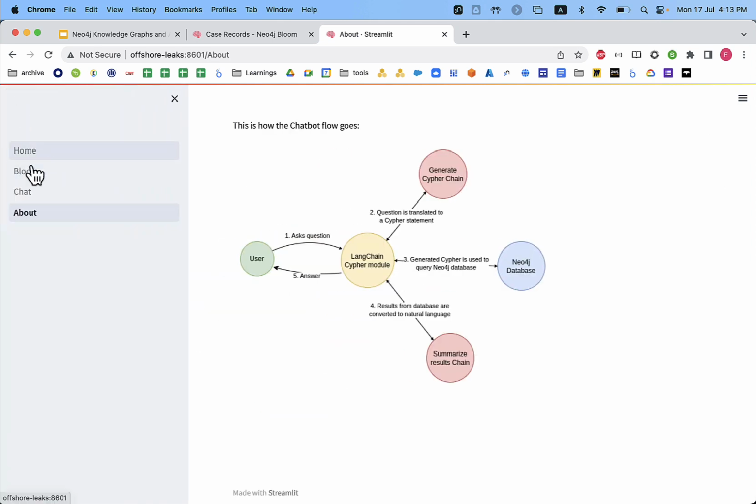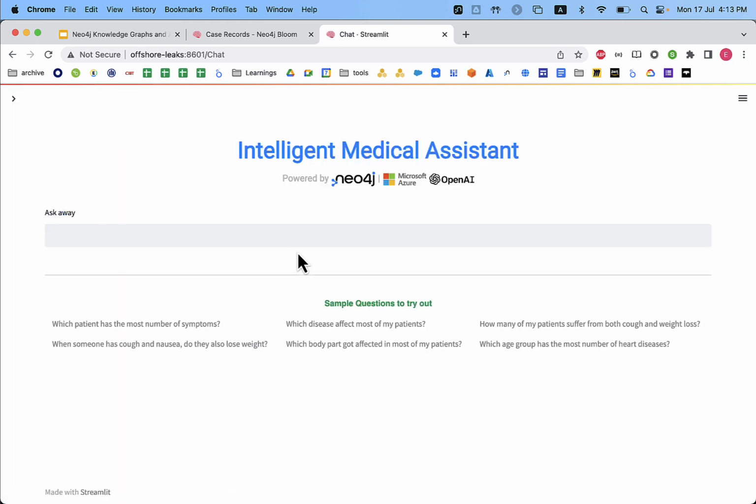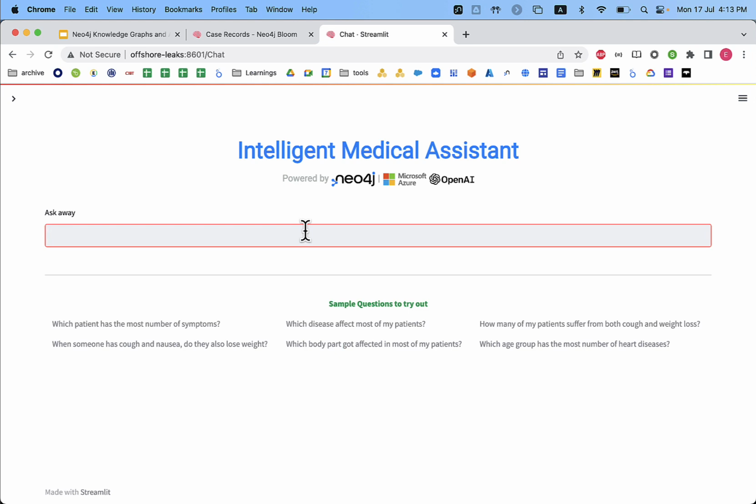So let me quickly go through how the chatbot looks. You can build a chatbot like this, and then any domain expert can come use this chatbot to leverage the insights that they want to find out. Say here I'm going to ask the chatbot which body parts got affected in most of my patients.